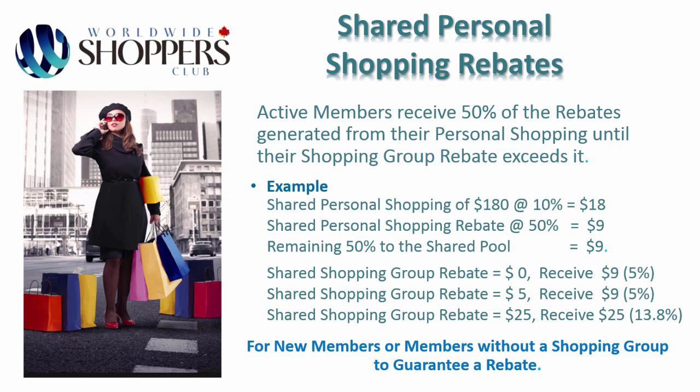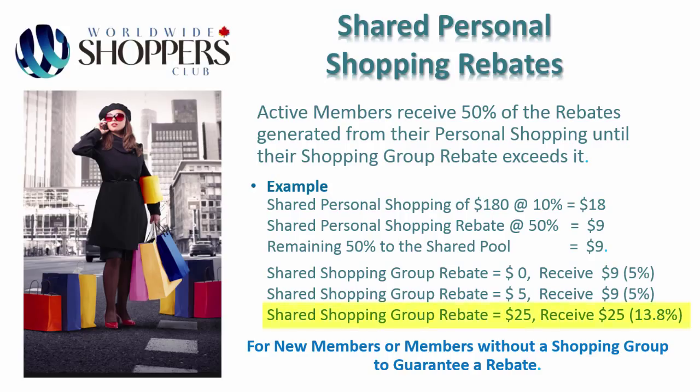However, if they start developing a shopping group, things can change. Let's start with someone who doesn't have a shopping group. Well, they would continue to receive $9. And by the way, that $9 would equal a 5% rebate on the $180. Now let's suppose they did start a small shopping group and their group shopping rebates was $5. Well, their total rebate would still be $9 because the $9 of their personal shopping rebate is larger than the $5 of their group shopping rebate. So again, their total rebate on the amount of purchases they made would still be 5%.